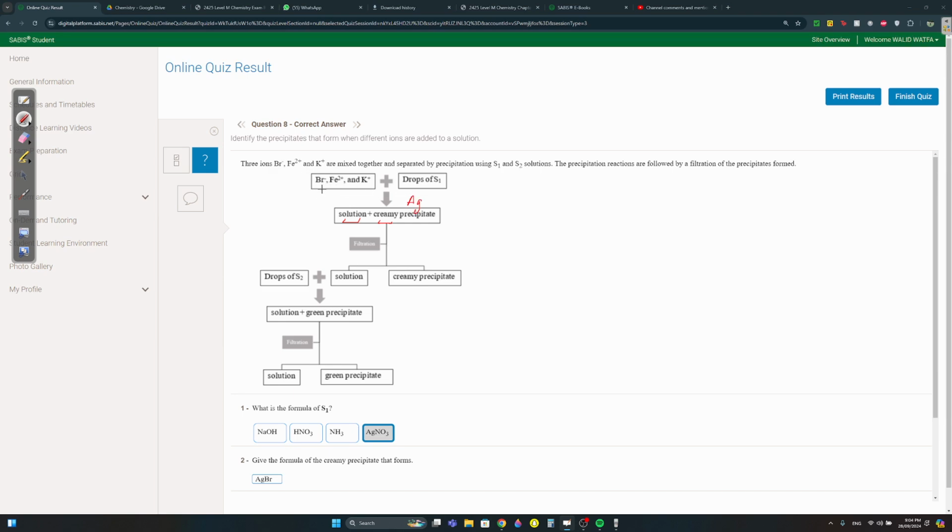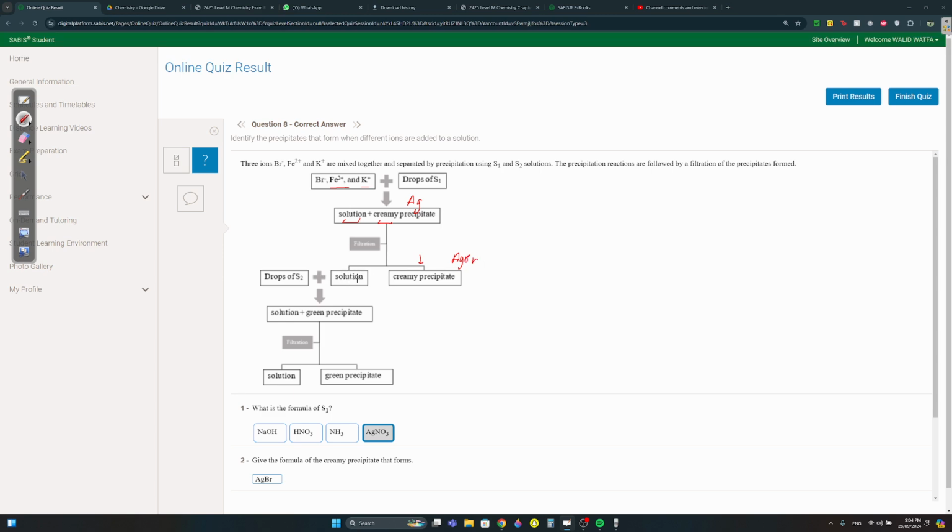What do you add to Br to get a creamy precipitate? Ag, right? They filtered it, so they took out the creamy precipitate. We got rid of the AgBr, so now we're just left with Fe2 plus and K plus. They filtered it and got the creamy precipitate AgBr on the side, took it out, and we got the solution.